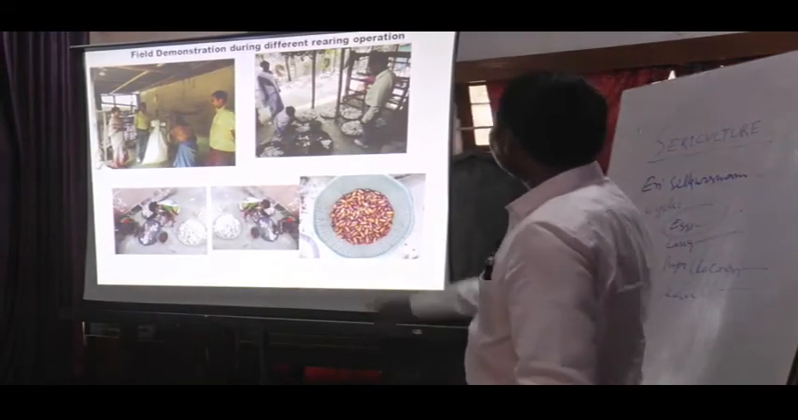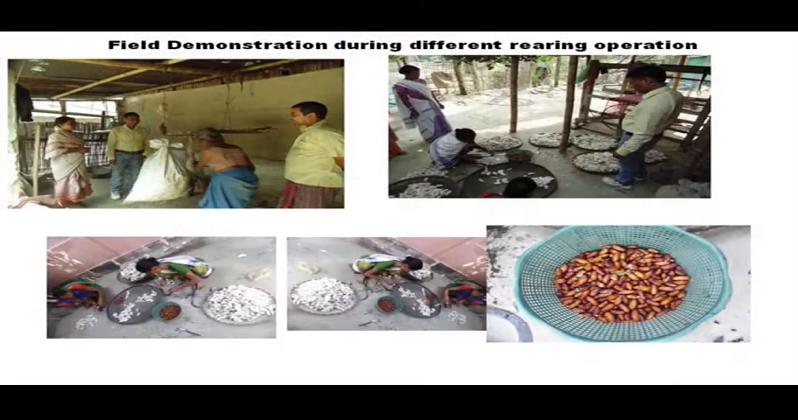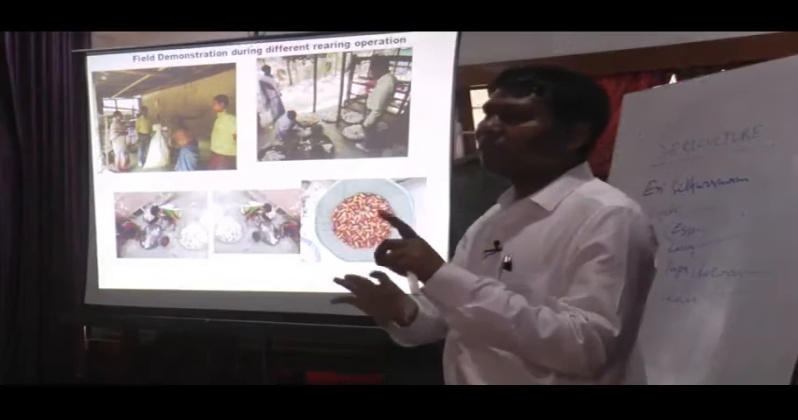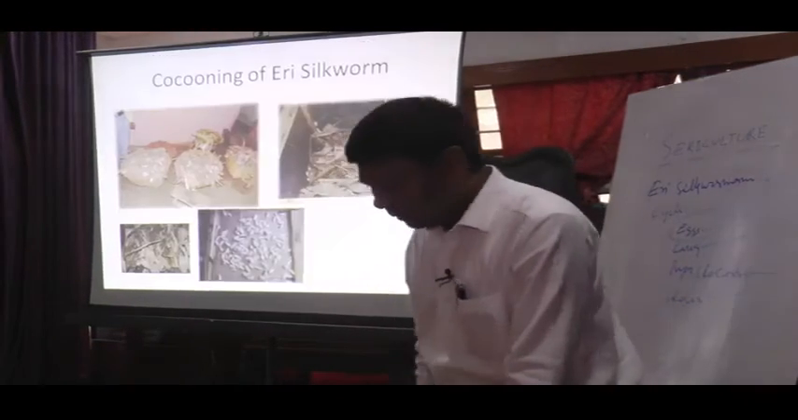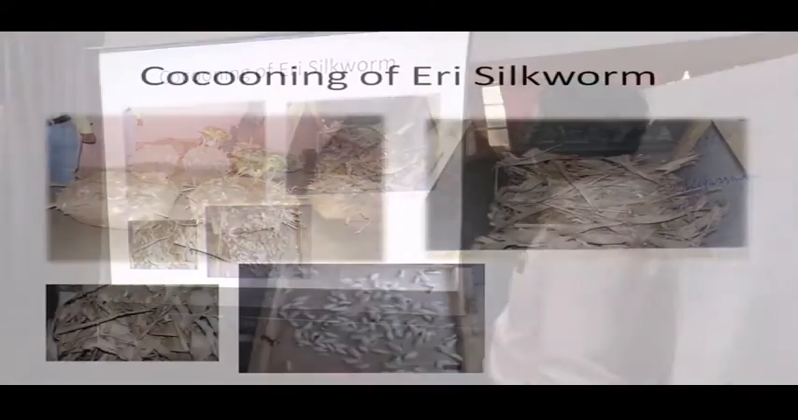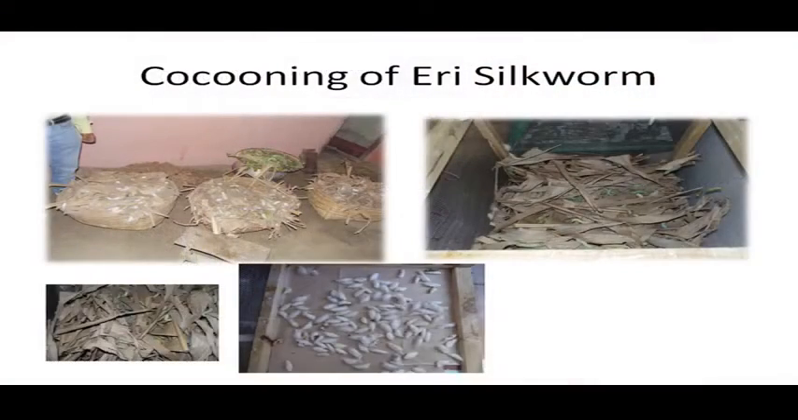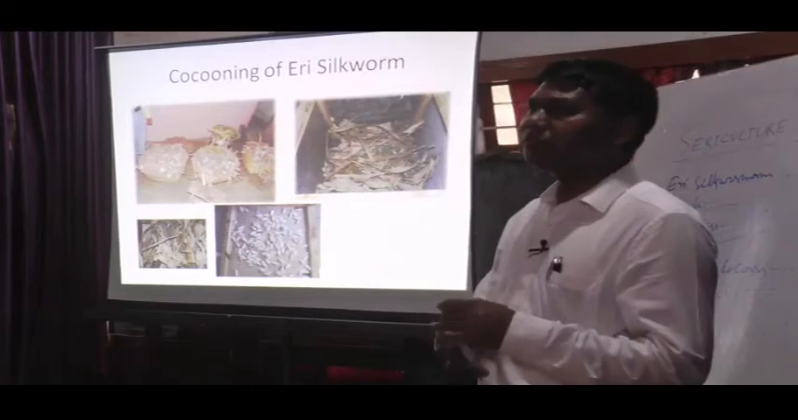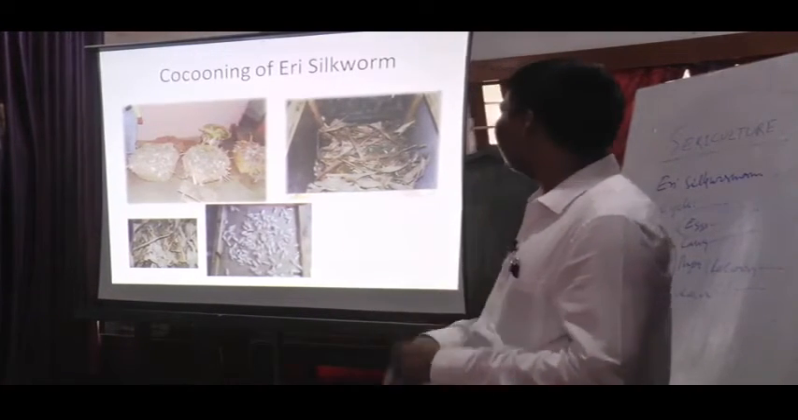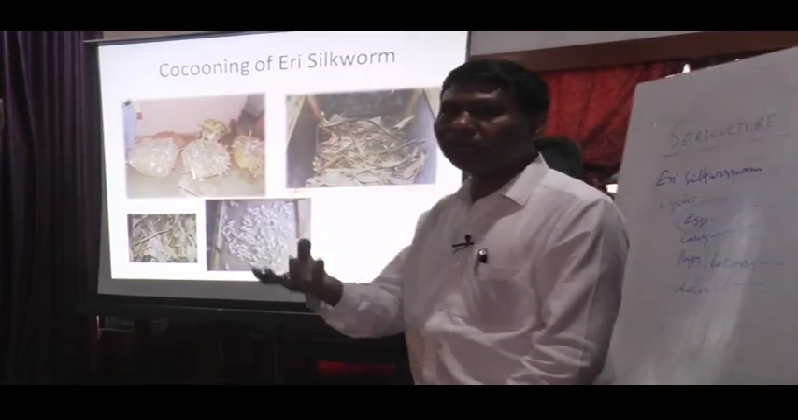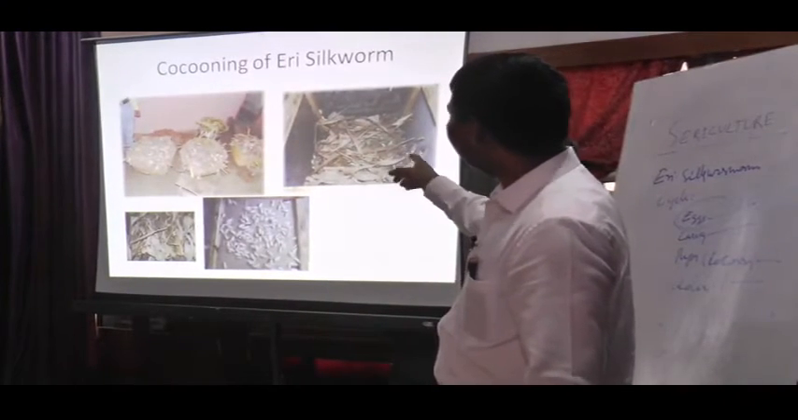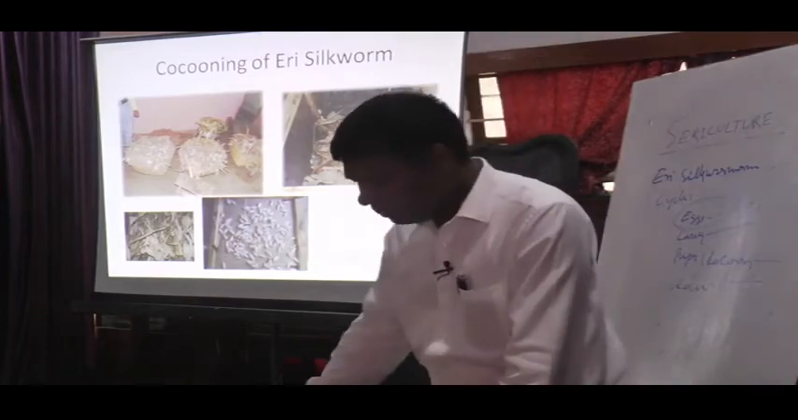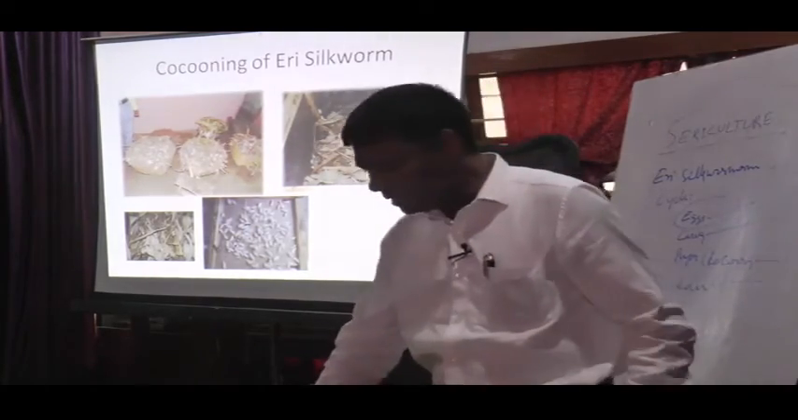So these are the field demonstrations. I am just giving an example of how erisilkworms are reared in different villages by different farmers. For cocooning of eri silkworm, farmers generally use dry and hard leaves, banana leaves, mango leaves and jackfruit leaves, dry and semi-dry leaves, and these are the cocooning devices, popularly known as jalis in Assamese.